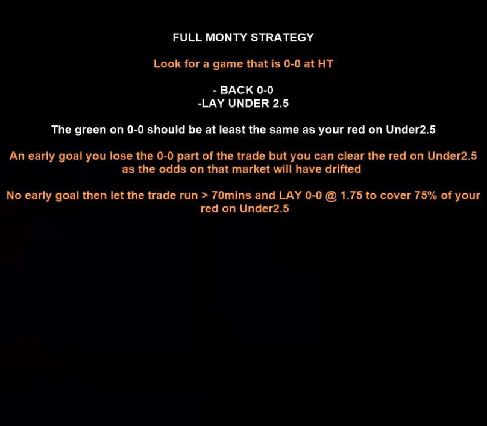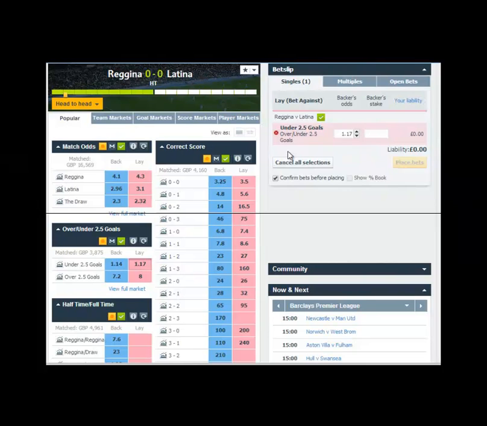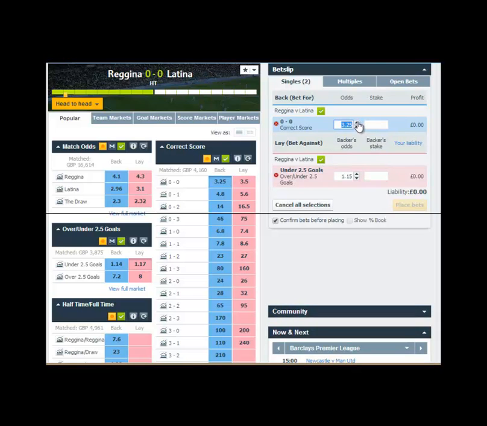Another strategy now, and this is called the full Monty, where we're looking for a game that's 0-0 at half time, and we want to back 0-0 and lay under 2.5. The idea being that should an early goal be scored, of course you'll lose the 0-0 bet, but the odds on under 2.5 will drift, and that means you can maybe exit that trade or let it run, hoping for a couple more goals. This particular example is in Serie B in Italy, Reggina against Latina.